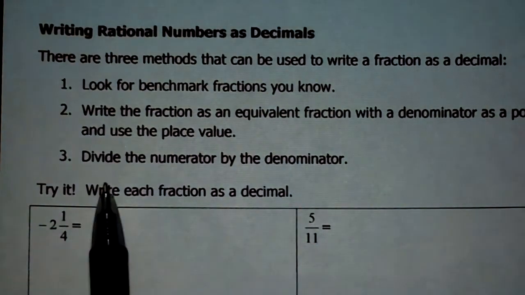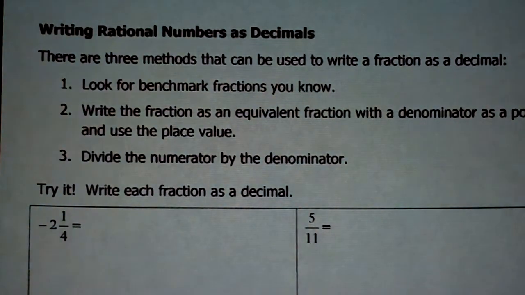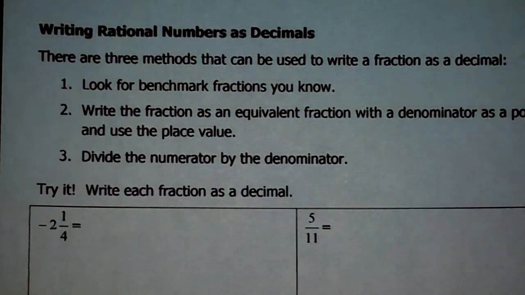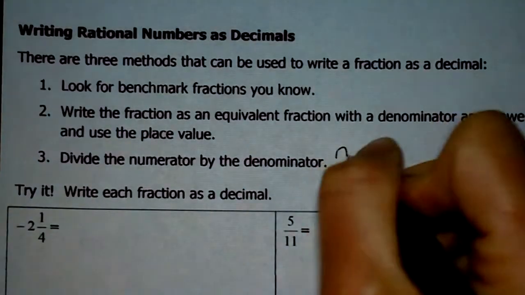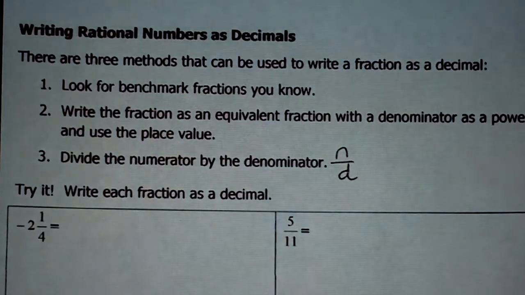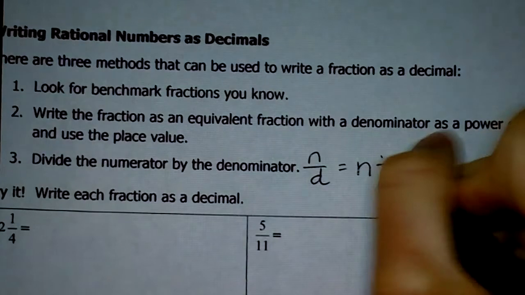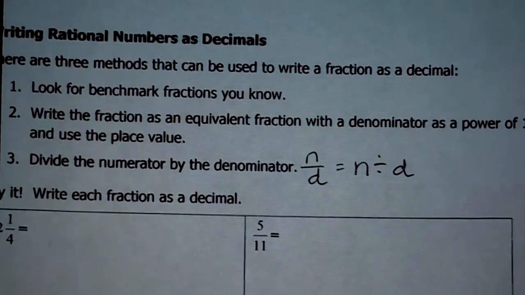Number 3, and this is the one I'm going to focus on, is the method that works no matter what. You don't even have to have anything memorized. It's very tedious, I will say. But to change a fraction into a decimal, fractions are just little division problems. You just divide the numerator by the denominator. So let's say that this is my numerator, this is my denominator. You would take the numerator and divide it by the denominator.